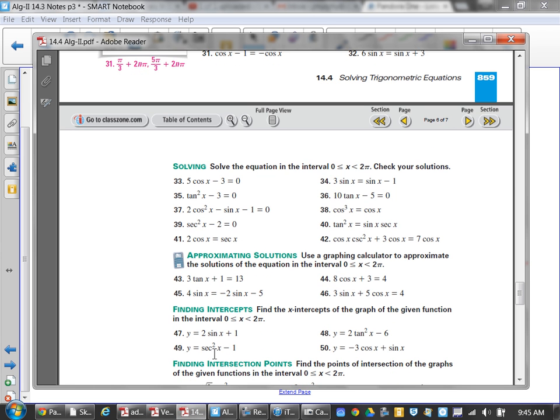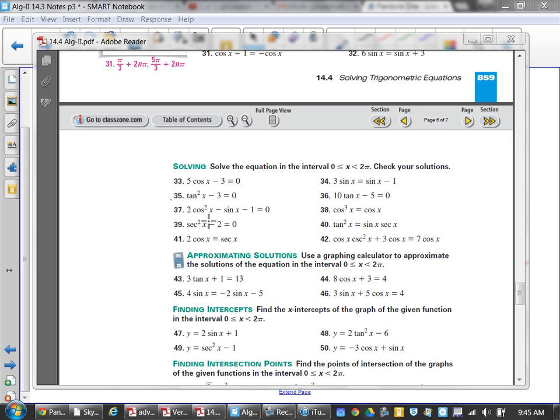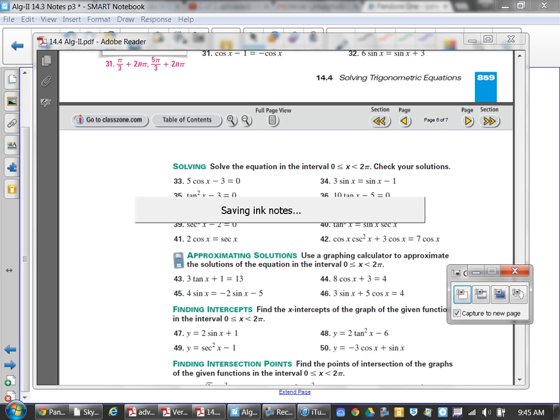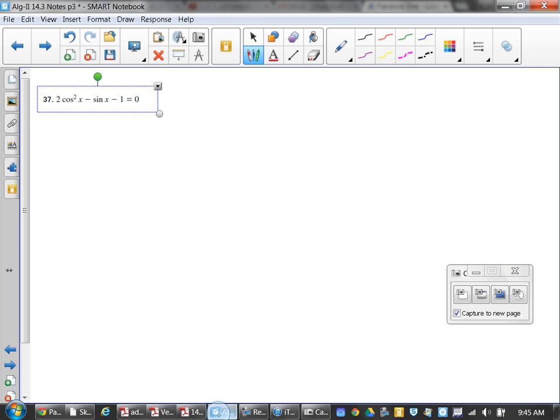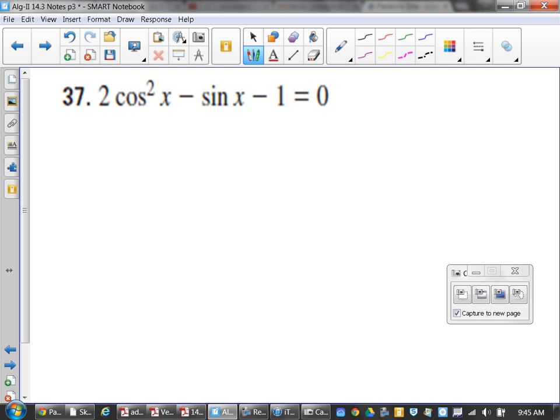2 cosine squared... I got down to something like that. Right off the bat, rewrite cosine squared as sine squared. You get 2 times the quantity 1 minus sine squared, minus sine of x, minus 1. So we have 2 minus 2 sine squared x minus sine of x minus 1 is 0.